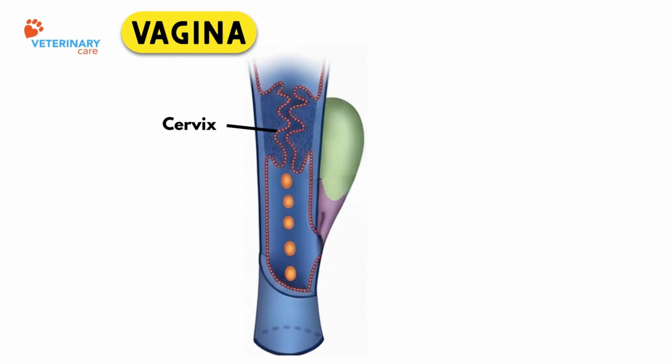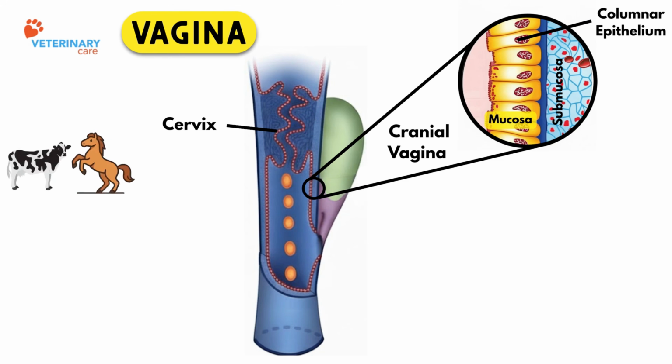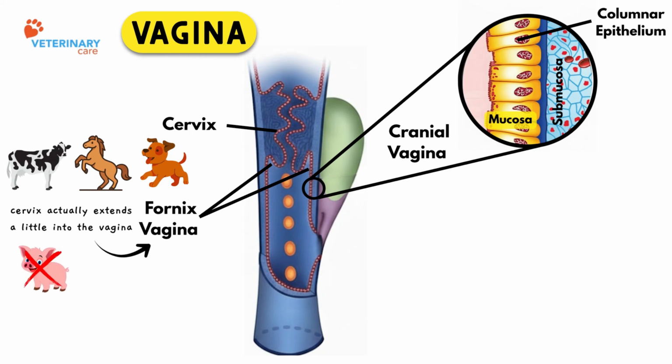Near the cervix, in the front part called the cranial vagina, the lining is made of column-shaped cells that produce lots of mucus. This mucus helps during mating and keeps things clean. In animals like cows, mares, and dogs, the cervix actually extends a little into the vagina, creating a small pocket called the fornix vagina. This is where the bull deposits sperm during natural mating. Not all animals have this pocket, for example, pigs do not have a fornix vagina.